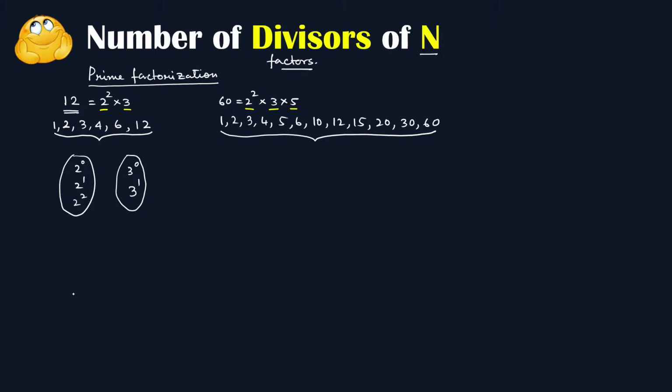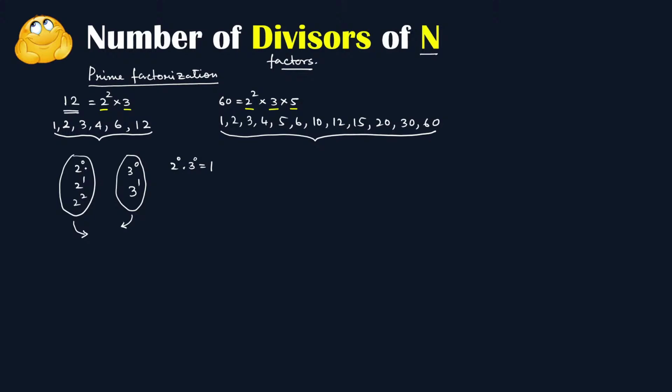Now observe carefully, very carefully. If we choose any one element from this set and any one element from this set, then we are going to have a factor or divisor. Tell me yes or no. Suppose I choose 2 to the power 0 and 3 to the power 0, then it is a factor of 12. Yes, it is true. 2 to the power 0 is 1, 3 to the power 0 is 1. So it is 1. 1 is a factor.